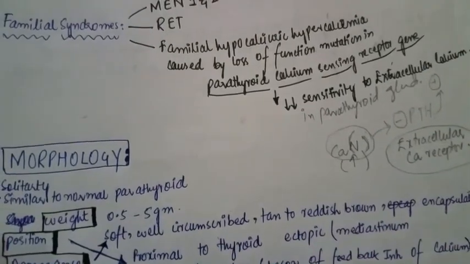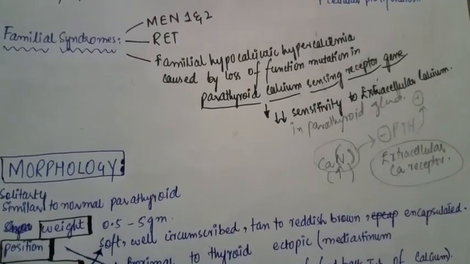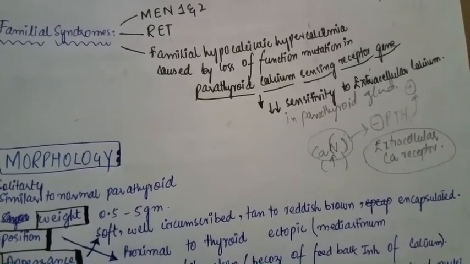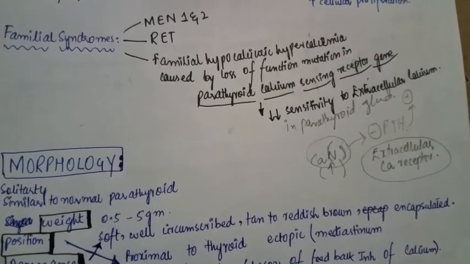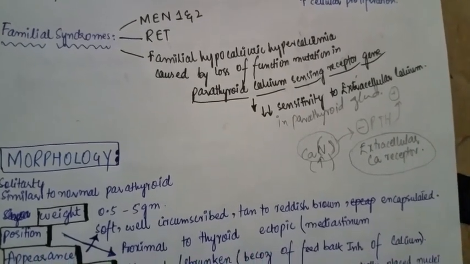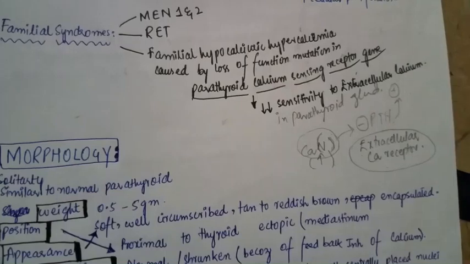What will be the morphology present in the parathyroid adenoma? These tumors are solitary, present singly, similar to the normal parathyroid gland. Weight is around 0.5 to 5 grams.